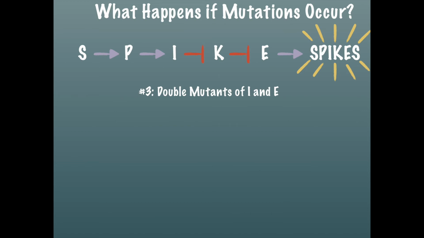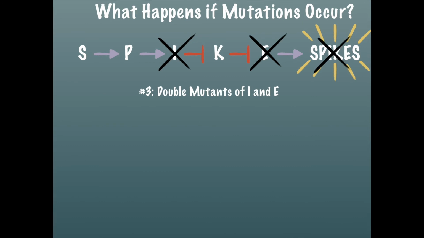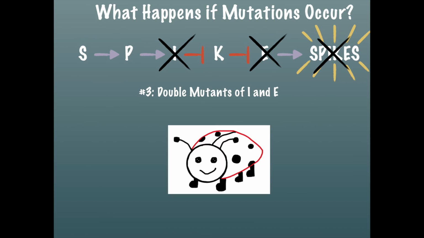For the first double mutant, we have mutations in both the I gene and E gene. For a shortcut, we know that this will automatically result in no spikes, as the E gene is essential in that formation. So this double mutation also leads to a smooth beetle.